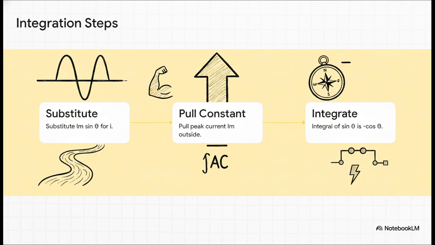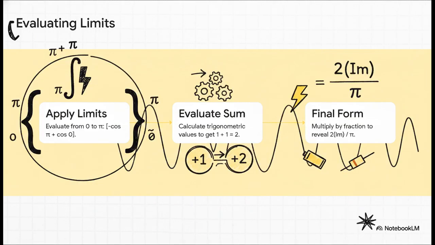The integral of sine theta is just negative cosine theta. Let's keep going and see how this builds as we evaluate those boundaries. In the first step here, we apply our limits, pi and 0, to our negative cosine function. That gives us I sub m over pi multiplied by the quantity of negative cosine of pi minus the negative cosine of 0.